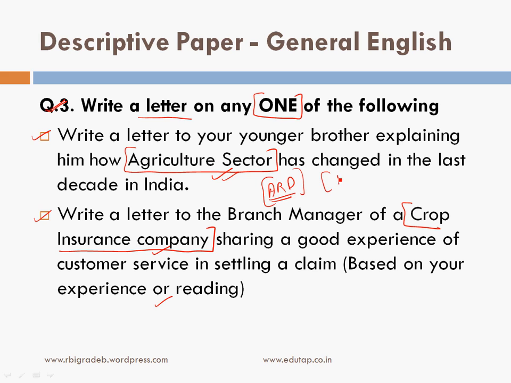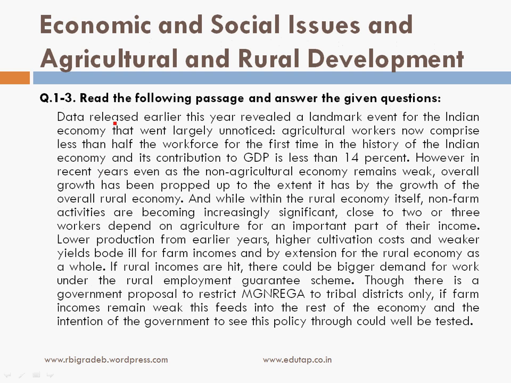They can be based on ESI as well, economics and social issues. Whatever you read for ESI and whatever you read for the agriculture sector or agriculture paper, that knowledge will help you in writing this letter. Now let's move on to the second paper, that is ESI and ARD. Kindly note that these are not two different papers, it is a single paper worth 100 marks, 90 minutes duration. So ESI plus ARD is asked as a single combined paper.